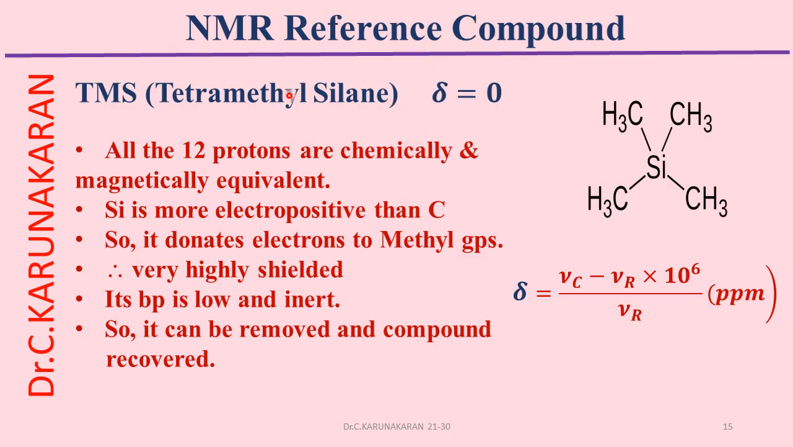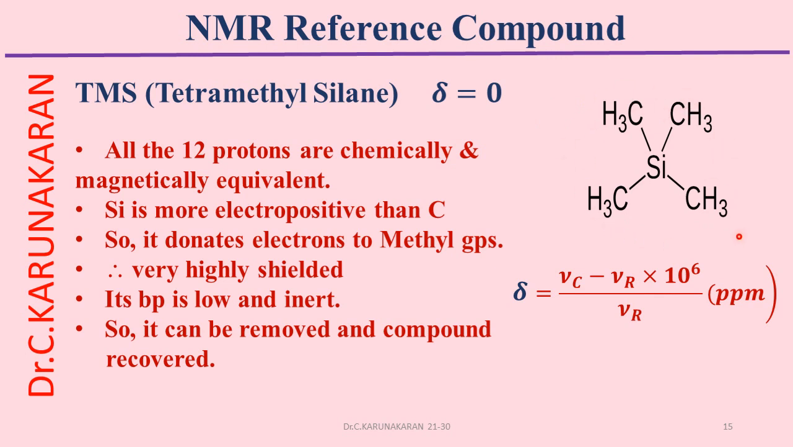Here we will see what the NMR reference compound is. In general, tetramethylsilane, TMS, is used as the NMR reference compound. It is used to calculate the chemical shift of different protons, different nuclei, by using the formula, since we need to know nu R, the resonance frequency of the reference compound. In this tetramethylsilane, why is this used as a reference compound? What are the important characteristics of this compound?